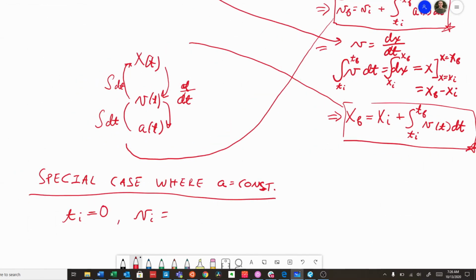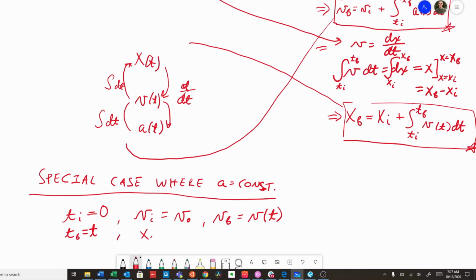Let's just call v initial v0 because it's v at time 0, and then v final can just be the velocity at some final time t, because we'll let t final be t. We often simplify our notation this way when it's useful for us.